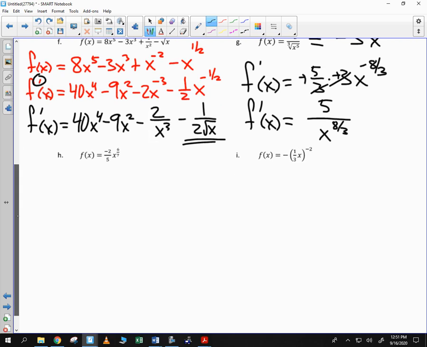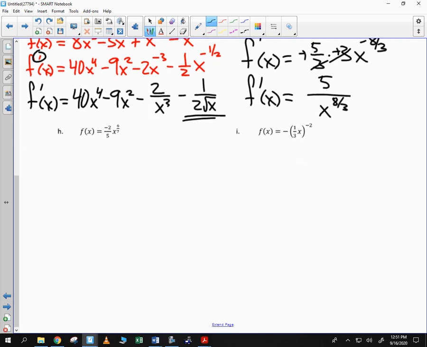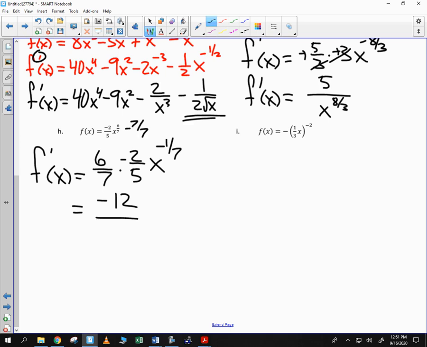Okay. Here, next one, letter H. So f prime of x is equal to, we drop that 6/7 in front times the negative 2/5, x to the, then I subtract 1 from 6/7. So minus 7/7, or negative 1 over 7. And we get negative 12 over 35, x to the negative 1/7 power. And that's the derivative.